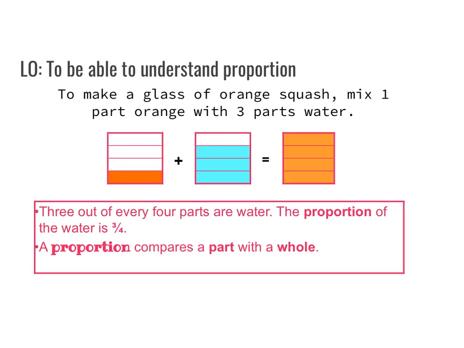A proportion simply means it compares a part with a whole. Now, just like a fraction, if we take a look at this example, to make a glass of orange squash, we need 1 part of orange and 3 parts of water. So 3 out of every 4 parts of the orange squash are water. So the proportion of water is 3/4. Now that is what we call a proportion. 3 is the part and 4 is the whole.